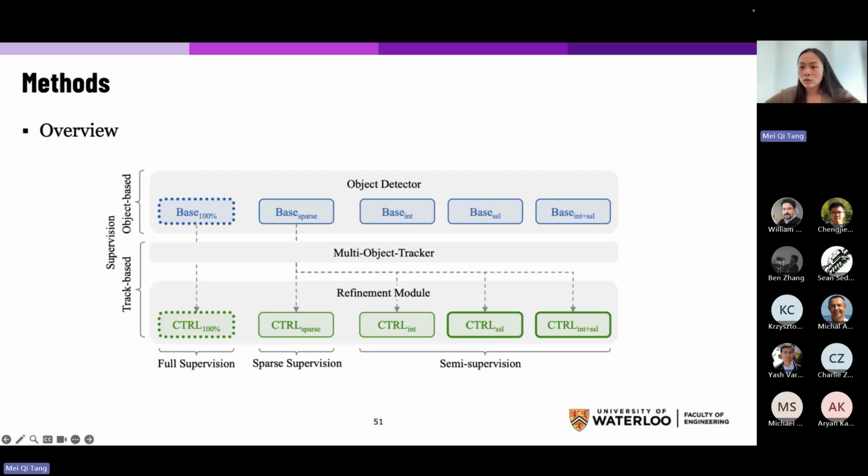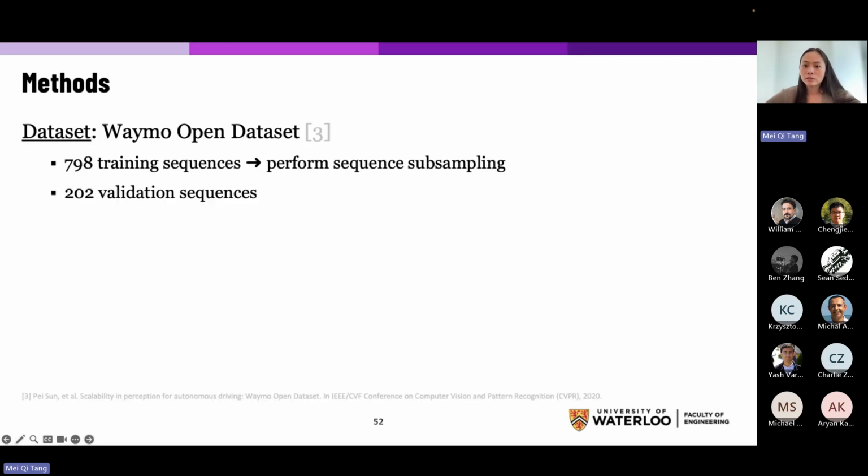Full supervision means that all labels for all frames and all sequences are human annotated and available during training, hence denoted by 100%. Sparse supervision, however, only has access to the ground truth labels of a small number of evenly distributed frames within a sequence, which we call sparse labels. Finally, semi-supervision involves training on a mixture of ground truth labels and pseudo-labels, and the different methods specify how to create these pseudo-labels. We'll go into more detail for each method, but now let's first talk about how we set up our experiments.